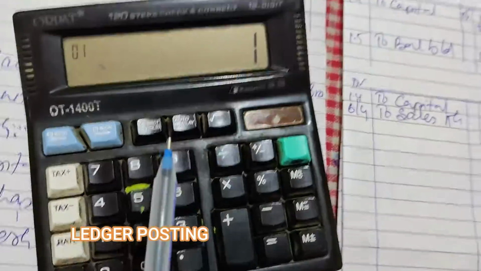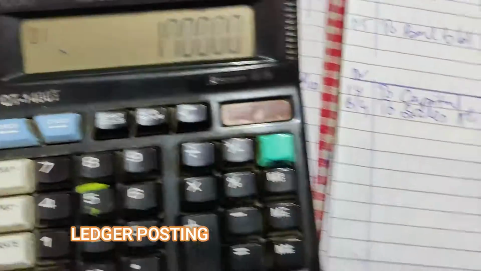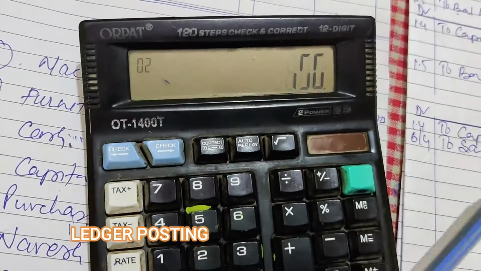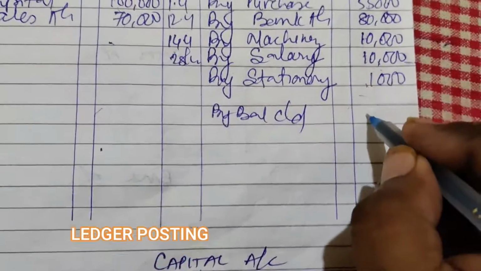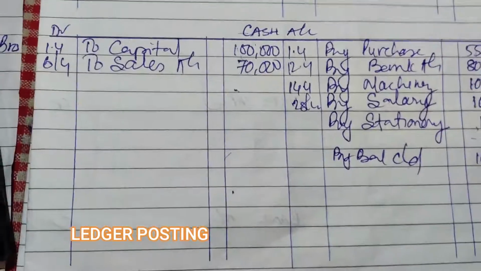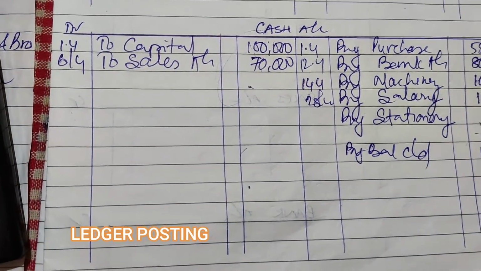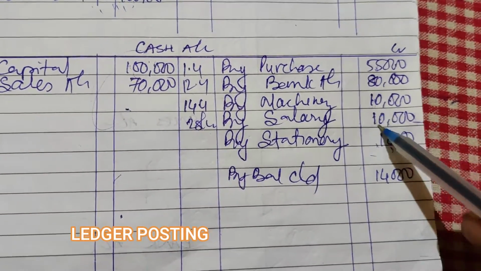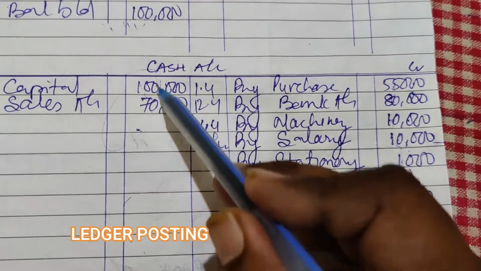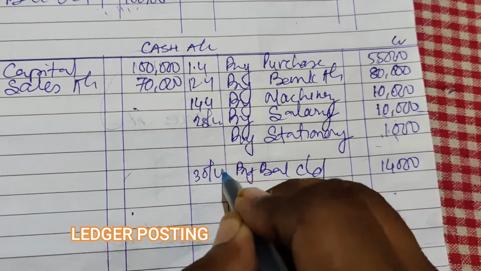See that? This side total is 1,70,000. 1,70,000 minus 1,56,000 gives 14,000 as the balance. That means cash received was 1,70,000 and cash gone out was 1,56,000. So 14,000 is the remaining cash at the end of the month. This is the closing cash.